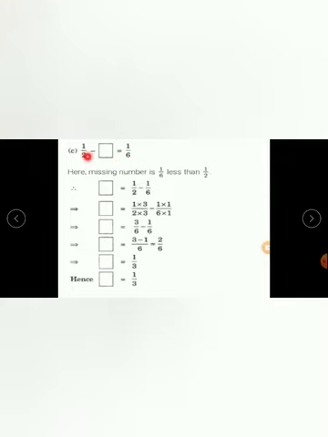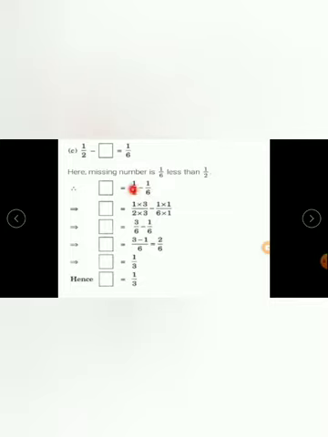So that is why we are subtracting 1 by 2 minus 1 by 6. Here also they are unlike fractions, so we are finding the LCM. The LCM of 6 and 2 is 6 itself. Why? 2 and 6 have common factors, so the LCM will be 6. This fraction is already having the denominator 6.